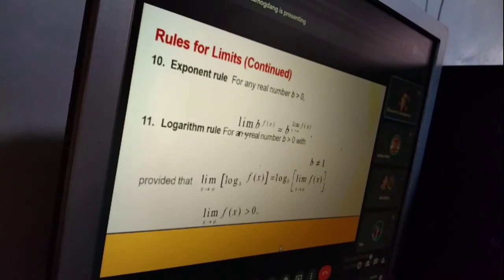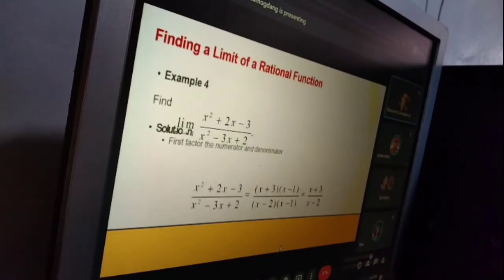Meron tayong exponent rule, logarithmic rule. So, let us have this example. Find the limit of x squared plus 2x minus 3 all over x squared minus 3x plus 2 as x approaches 1. No? So dito, kung napapansin nyo, ang una natin gagawin dahil ito ay rational, dapat lagi nyo siyang i-factor. So ang factor nito, ito yon. Ang factor nito, ito yon. Makakancel natin itong x minus 1. Ang natitira, x plus 3 over x minus 2.